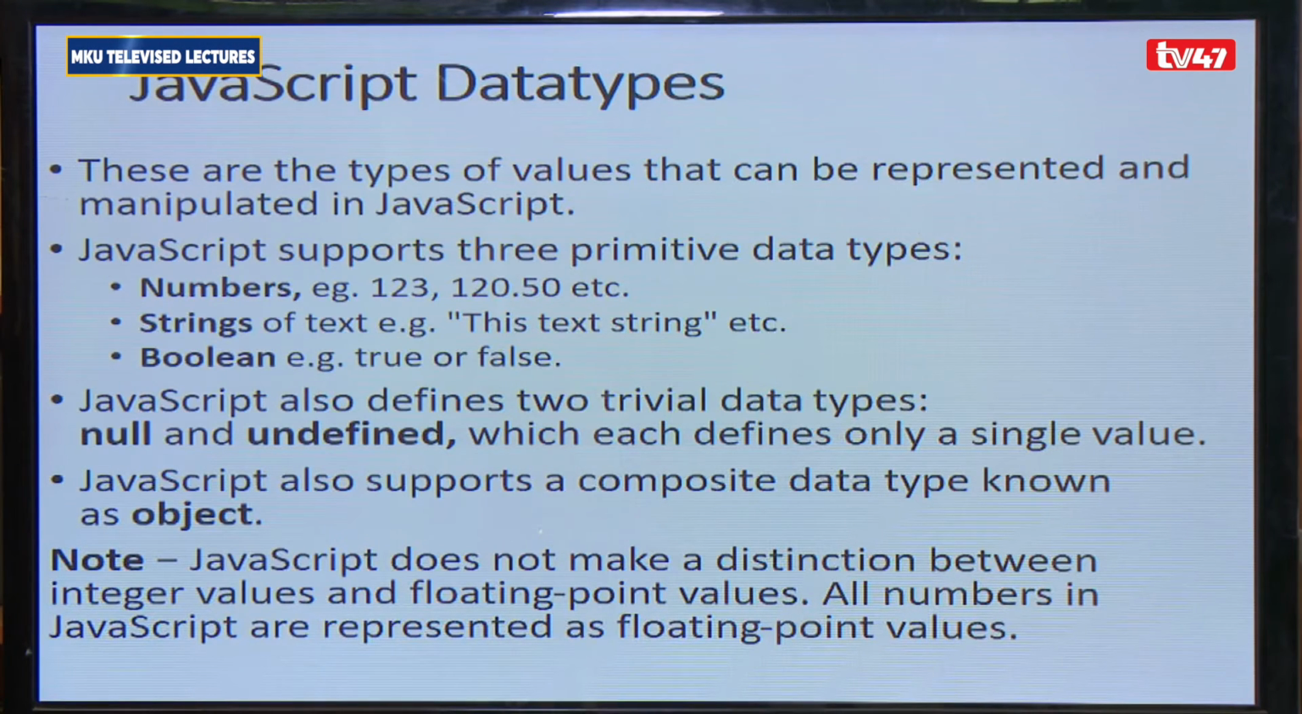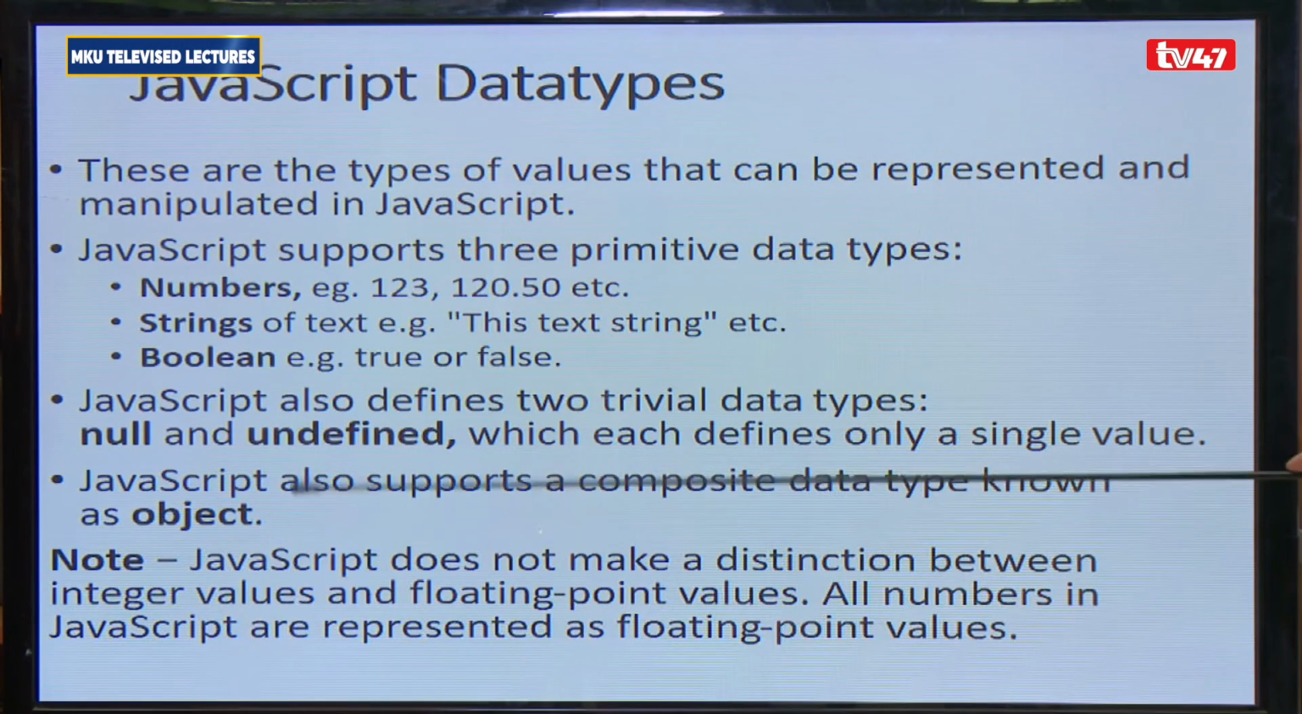JavaScript also defines two trivial data types: null and undefined, each of which takes a single value. JavaScript also supports a composite data type known as object. You know what objects are: real-world entities, living or non-living, that can be represented with some attributes. So JavaScript also supports this data type that we call object.